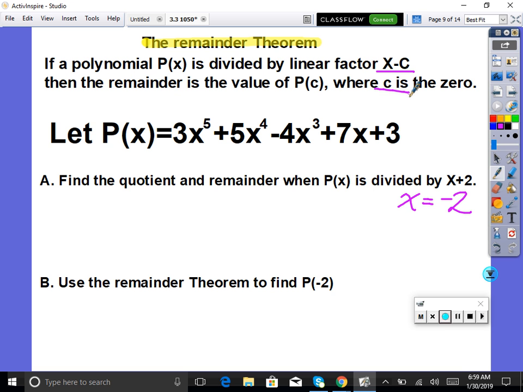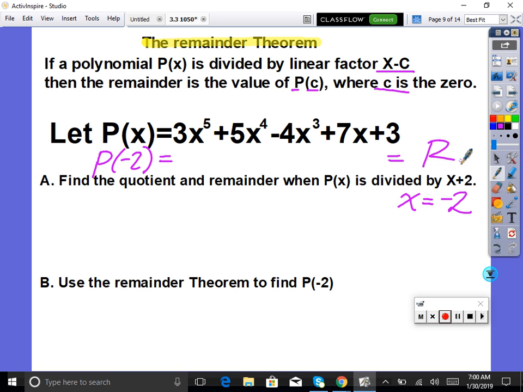What we can do is it says we can take and plug in p of c. So we can take -2 and plug it in, p of -2. We can do some calculations, and guess what we're going to get out? The remainder. So if you plug in the 0, it will also calculate to be the same as the remainder. So it's just two different ways of being able to find the remainder. Either plugging in the 0 or doing long and synthetic division.